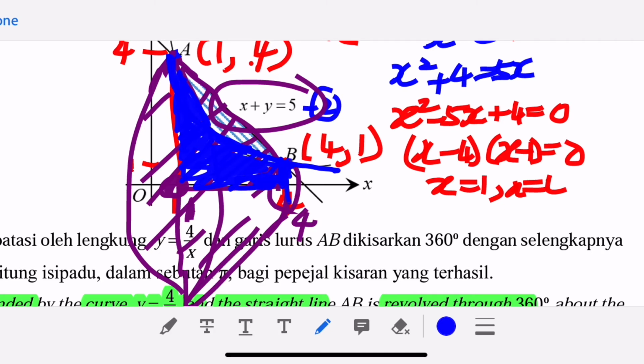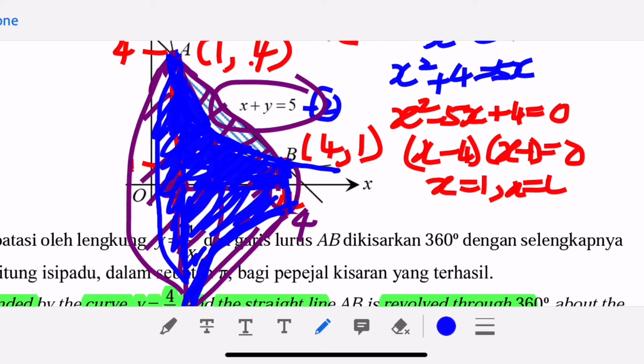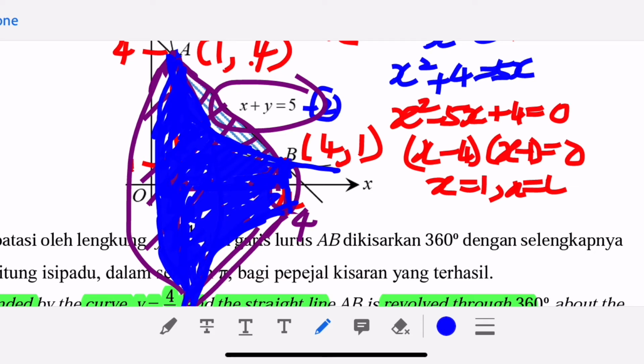Okay, so I'm going to rotate this area about the x-axis, and I will get a shape something like this. It's a 3-dimensional shape. This is the shape of the curve that I'm going to rotate about the x-axis. This is the volume that will be generated.